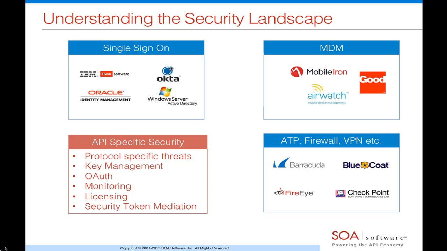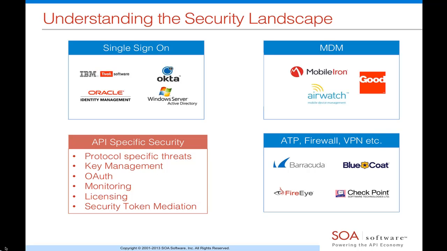And then there are a lot of other security vendors like firewall, advanced threat protection, VPN, backend security, perimeter security, and there's a bunch of vendors over there around Barracuda, Bluecoat, Checkpoint, FireEye, Juniper, Cisco. You have a bunch of security vendors over there.